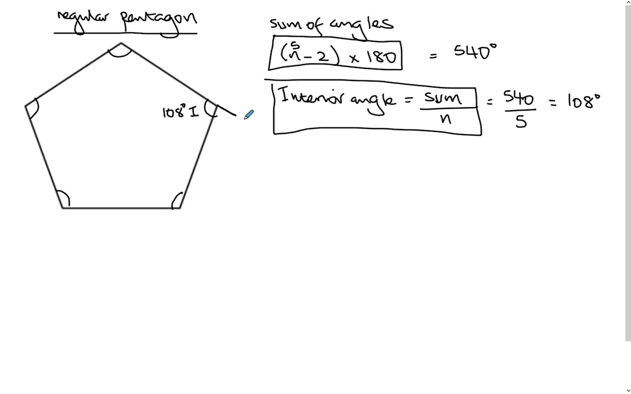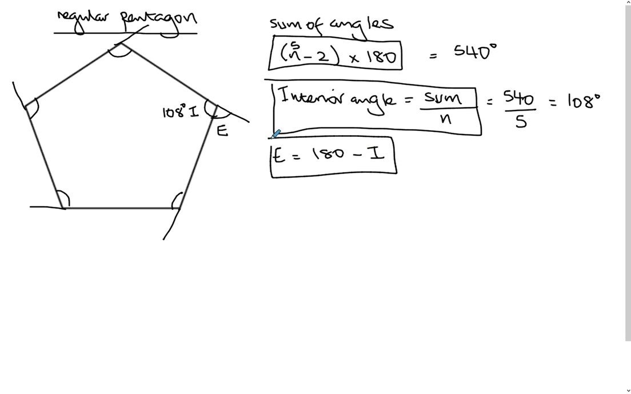Your exterior angles are these ones here, and as I'm drawing them, you can see that every interior and exterior angle lie on a straight line, so they add up to 180. So your exterior angle is 180 minus your interior angle. Okay, so that's your next formula. So that would give you 180 minus 108, and that's 72.